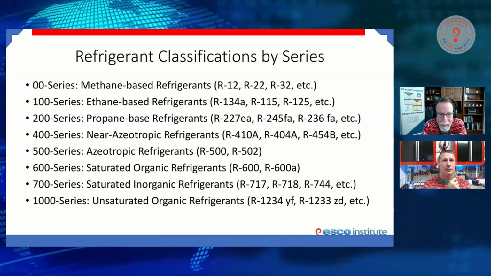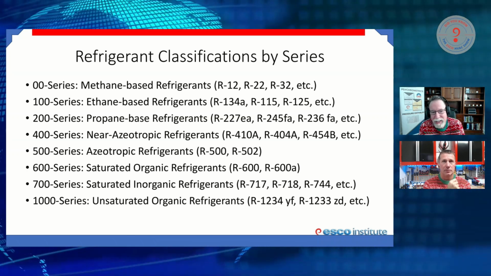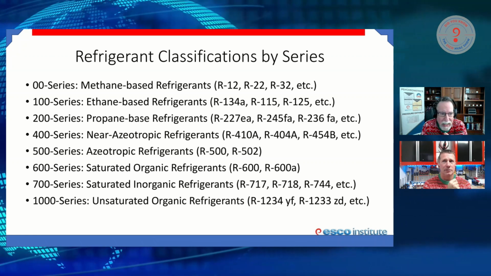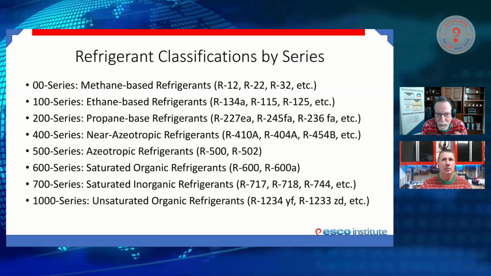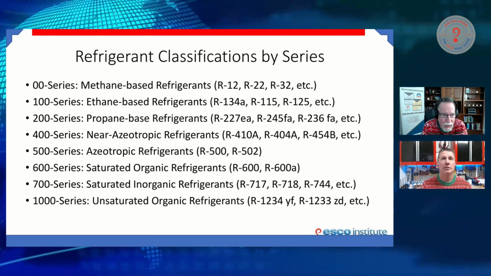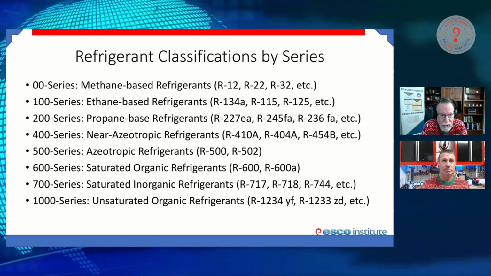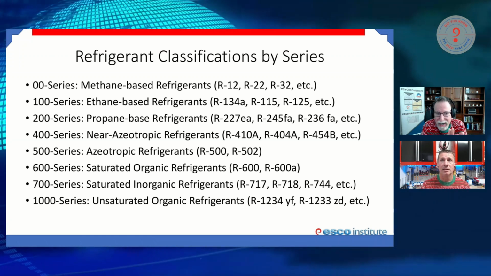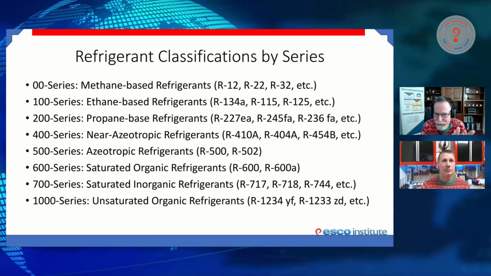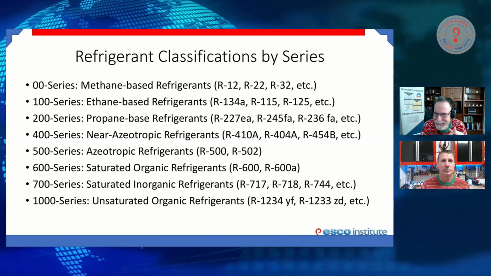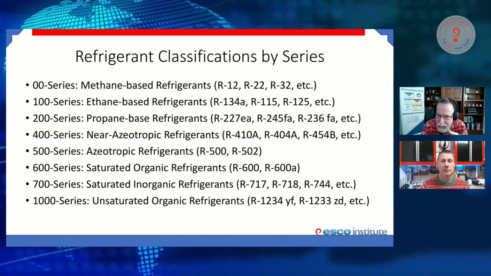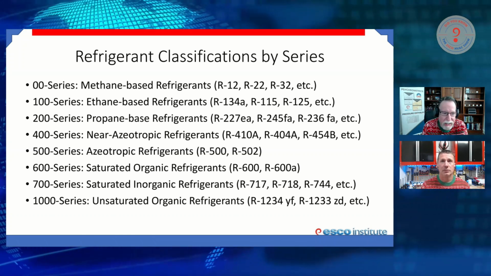600 series are our saturated organic. We're going to talk about the difference between saturated and unsaturated and what actually that means. And then we're going to get into the 700 series. Those are saturated inorganic refrigerants: water, ammonia, carbon dioxide, sulfur dioxide, things like that.